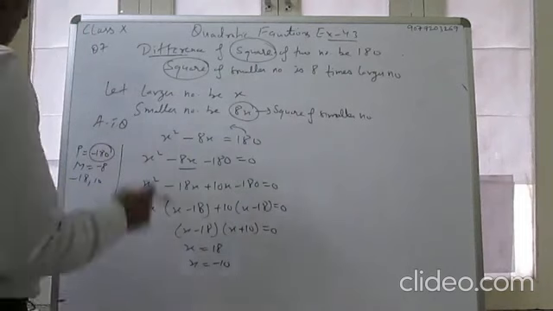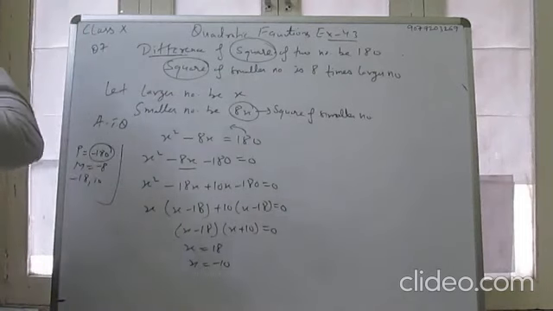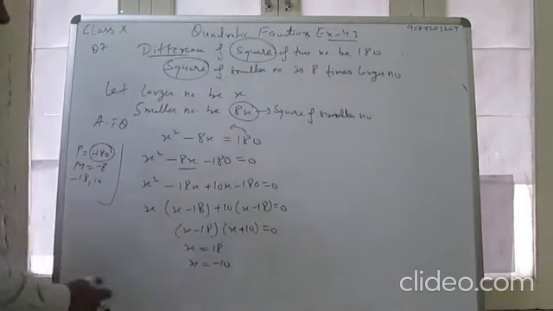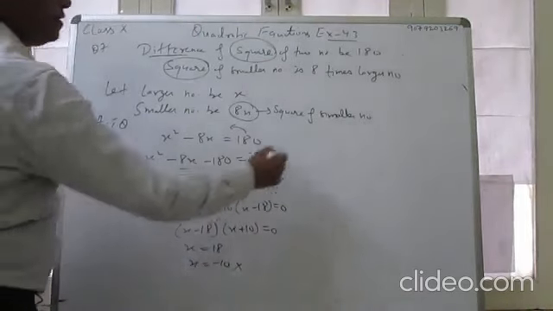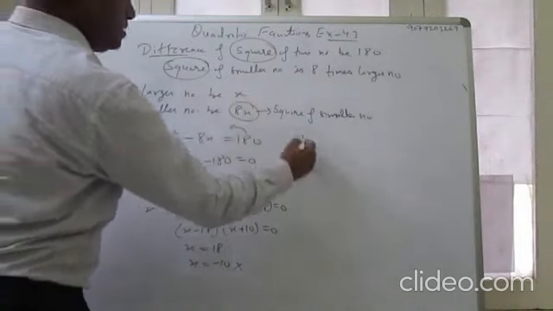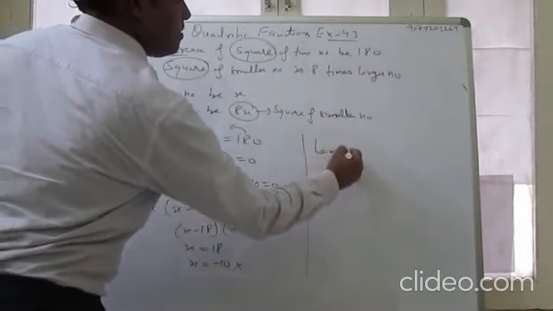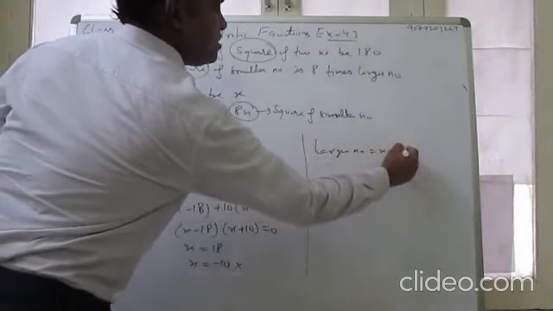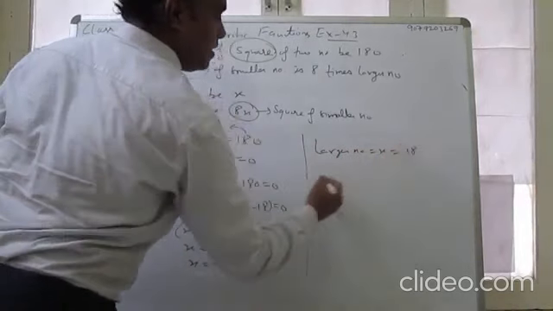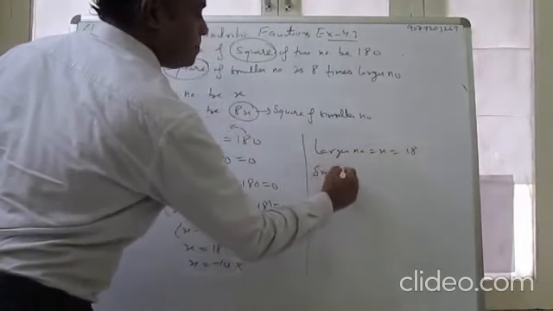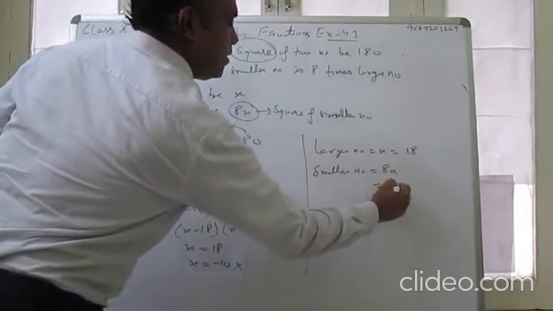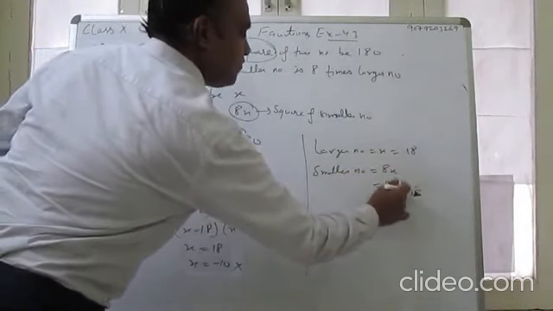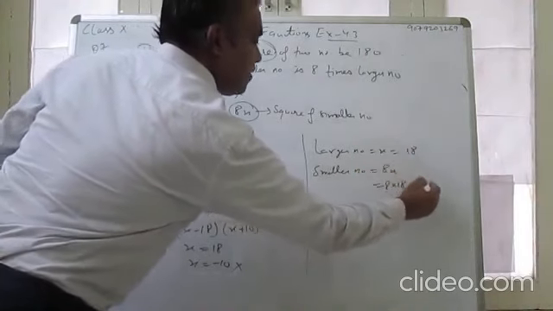So see here, minus 10 we can't take, a side is not negative, so the larger number is 18. Here the larger number x is equal to 18, the smaller number is equal to 8x, so 8 into 18: 8 8s are 64 and 8 1s are 8, 144.